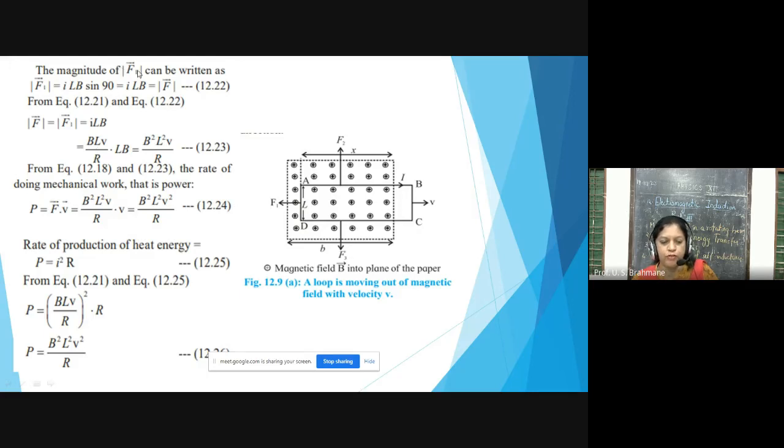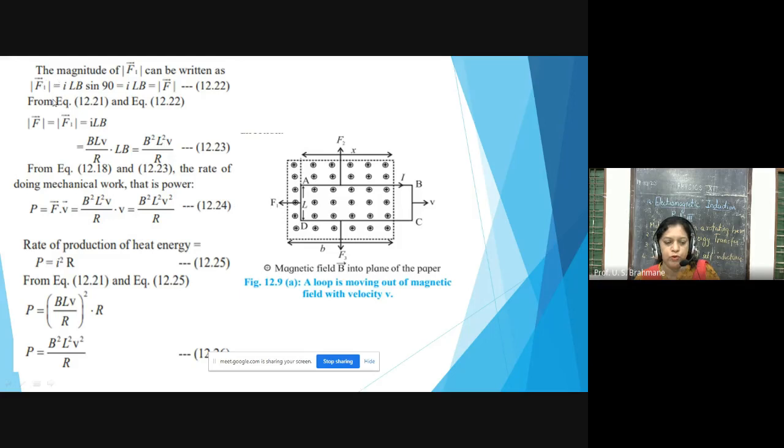So the magnitude of F1 can be written as, so F1 is equal to what? F2 and F3 are along the direction of B, so in ILB sine theta it will become sine 0, isn't it? So because of that, F2 and F3 don't count. But what counts? Force F1 and the opposite force to it. Why? Because it is perpendicular to the magnetic field.